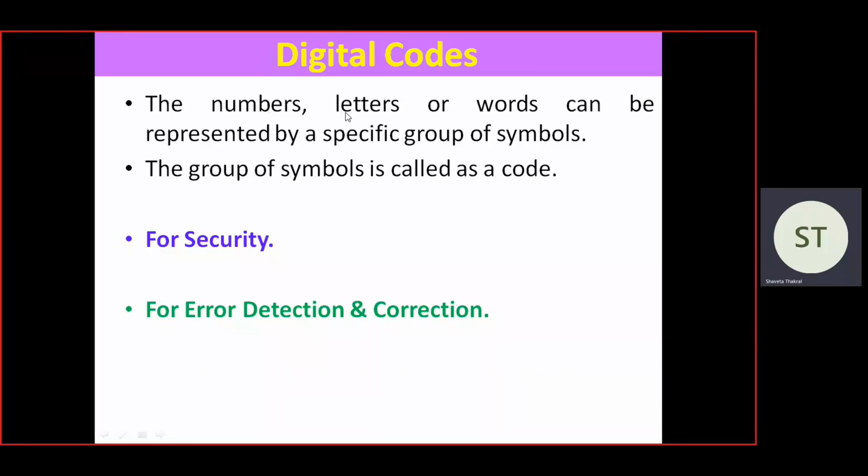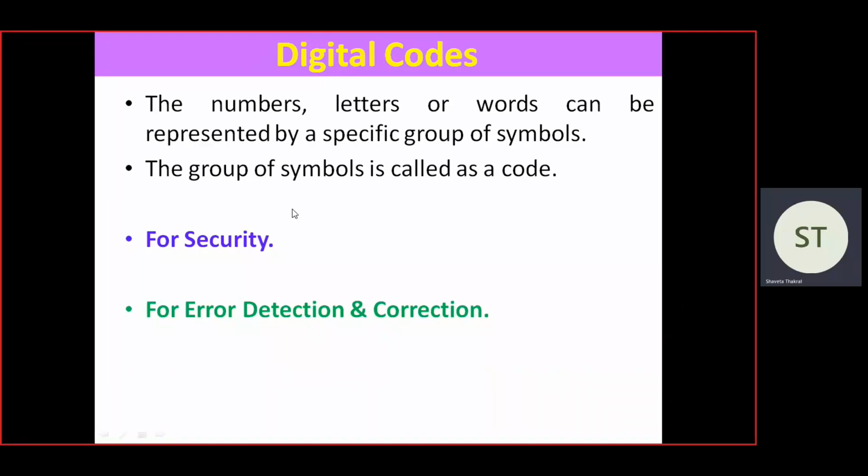Basically, numbers, letters, or words can be represented by a specific group of symbols, and the group of symbols is called a code. Specifically, a computer works on binary. So everything we represent, store, and transmit is in terms of binary. If the numbers, letters, alphabets or special characters are represented in terms of bits, then digital codes are called binary codes.